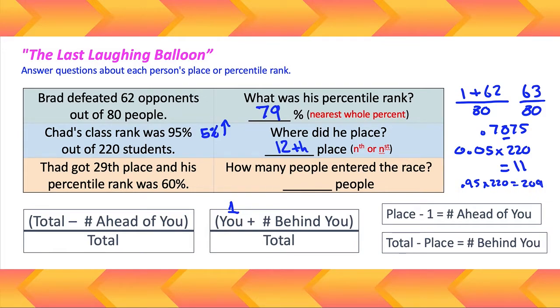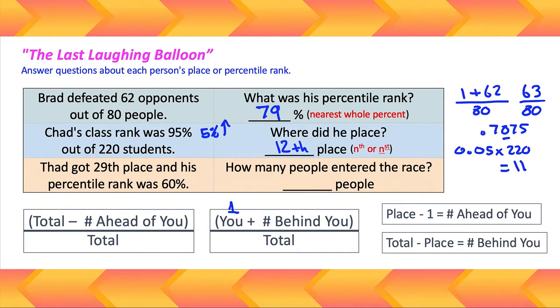So if you started from the top and worked your way down, if you were the 209th person from the top, you're also 12th place. You can calculate that way as well. But to me, I think it's a little bit easier to do the 5%, and that's the 11 people ahead of you. But you get the same number no matter how you get there. So what do we got next?